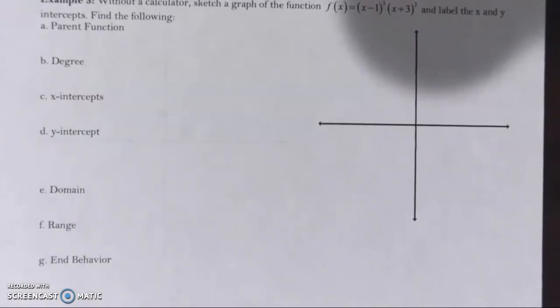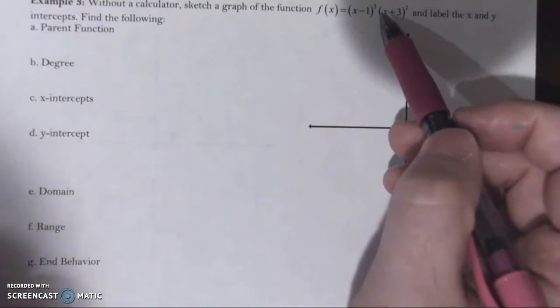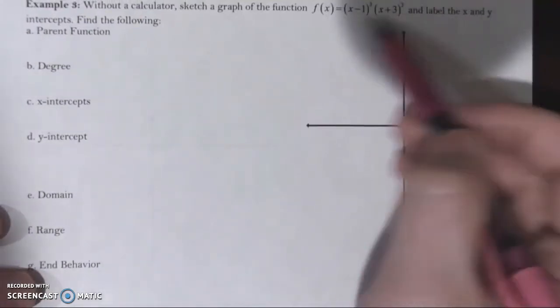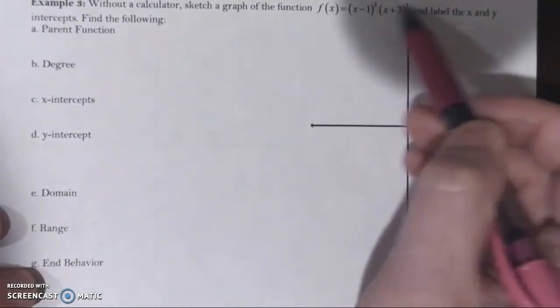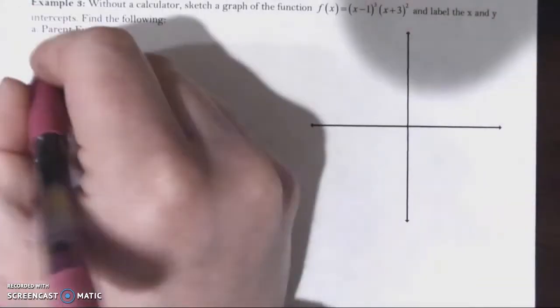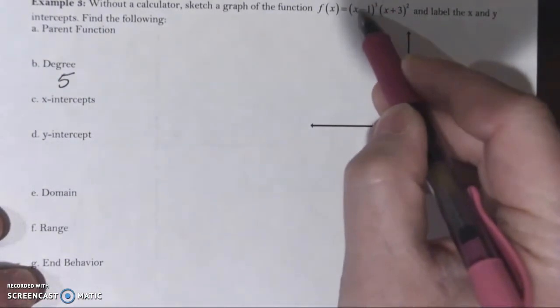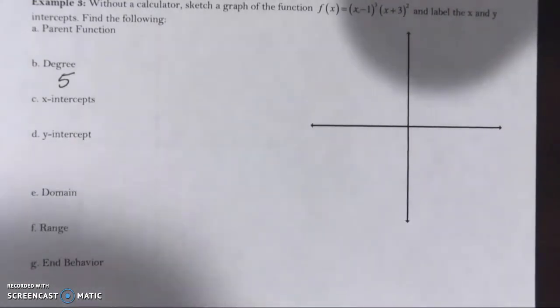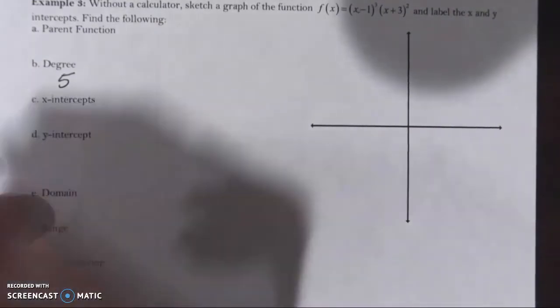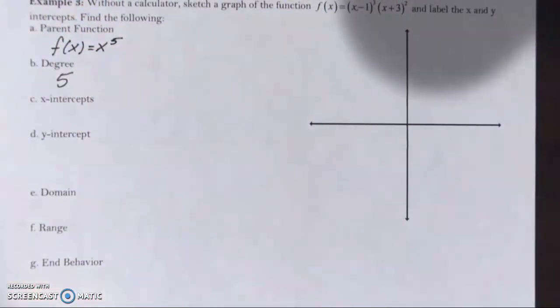The parent function, what should we be comparing this to? Well, that's based on the degree. If we FOILed all this out, or you can just think of looking at the multiplicity, the highest exponent we would find on the x would be an x to the 5th power. Technically, there are x to the 3rds here, x squareds here. If we were to multiply all this together, the leading term would be an x to the 5th. So the parent function we're going to compare this to will be x to the 5th power. Our leading coefficient is positive.